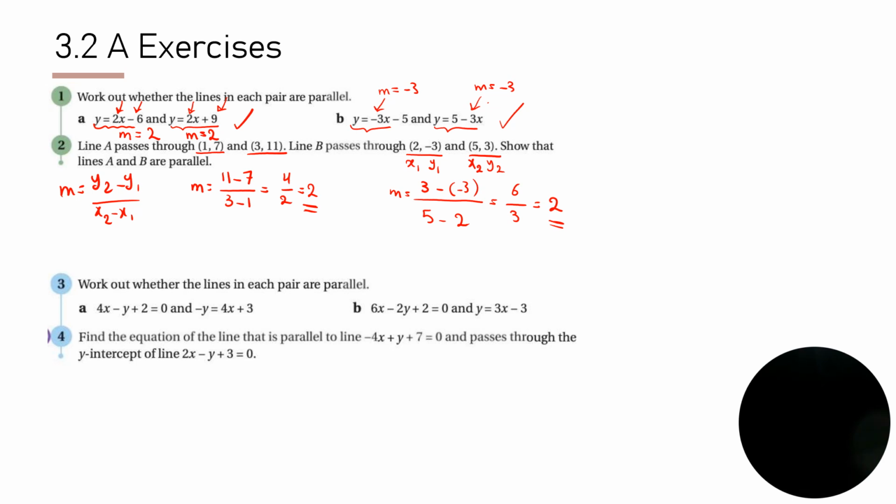Question 3. Work out whether the lines in each pair are parallel. Okay, as you see in part A, the lines that are given are in general form. The first one is in general form, and the second one is almost in the slope-intercept form, but as you see here is negative y. So I can turn it into y equals negative 4x minus 3. If you multiply this negative to the other side, the line will be in the slope-intercept form. Now I can say that the gradient of the second line is negative 4.